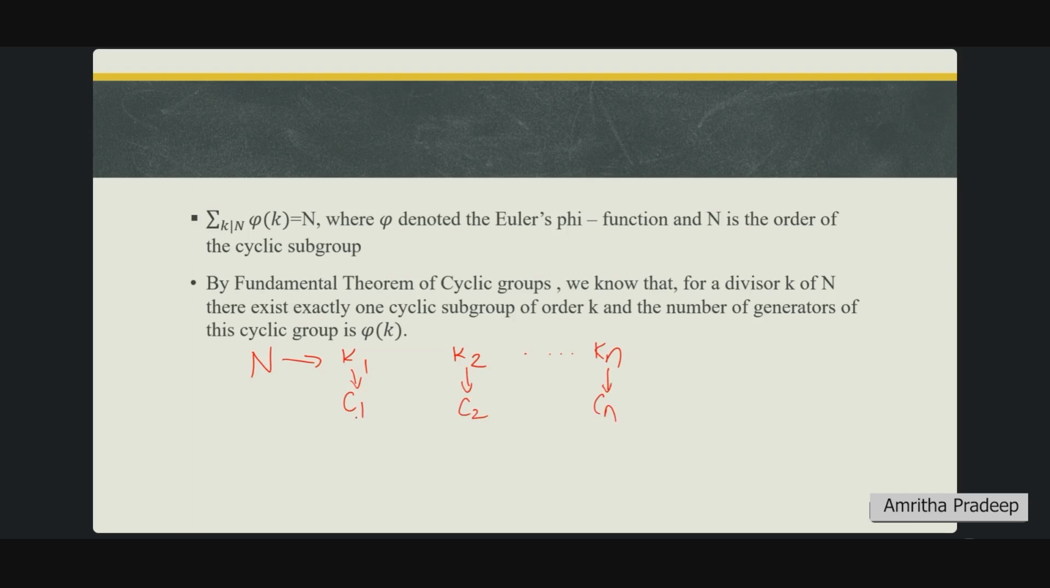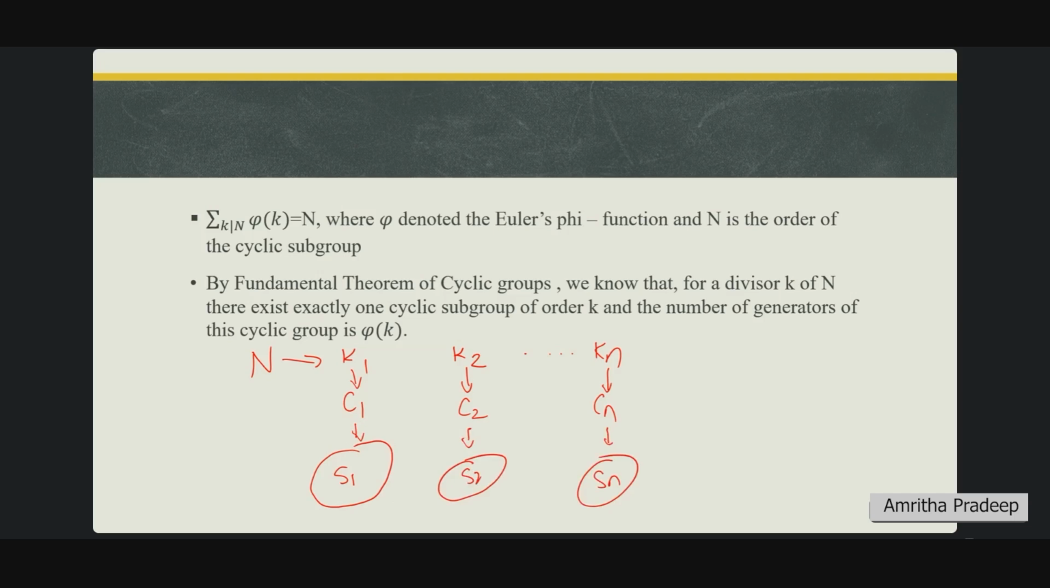Now we look at those elements which generate C1. So basically, what are those elements? Those whose order is k1. All those elements whose order is k1 generate C1 in a cyclic group. For example, in Z3, both 1 and 2 generate Z3. So it is not necessary that only one element can generate a cyclic group. We can have many generators. So we're looking at all those elements which generate C1. Say we call that set S1. Similarly for C2, say S2, and so on up to Sn.